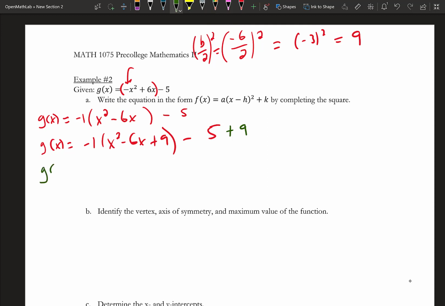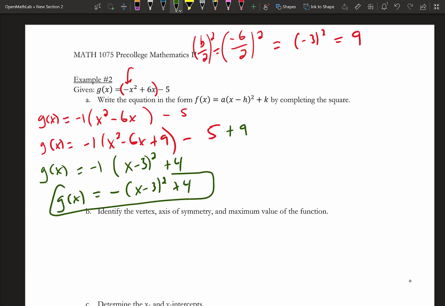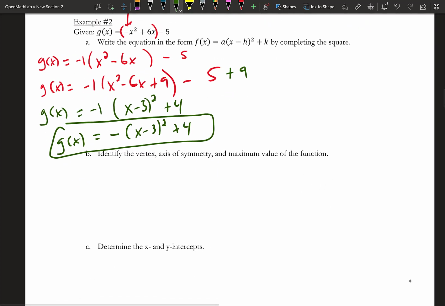So then this would give me g of x equals -1 times, and this factors to be x minus 3 quantity squared, and then -5 plus 9 is plus 4. So then we don't have to have the -1 in front. We could just have a negative sign, to make that maybe a little cleaner. And there's the function.